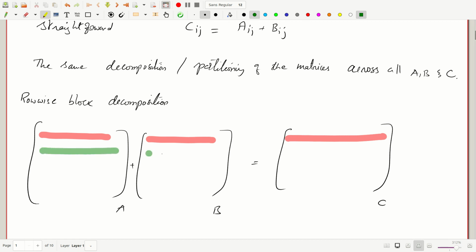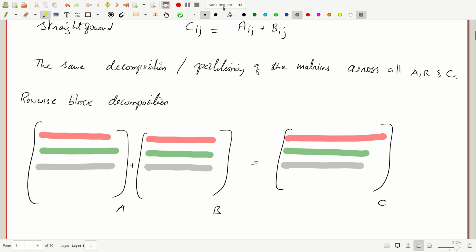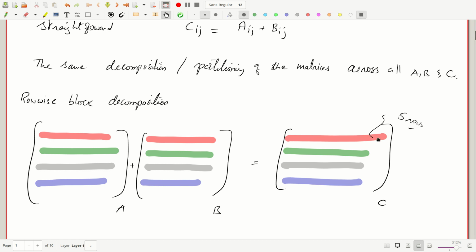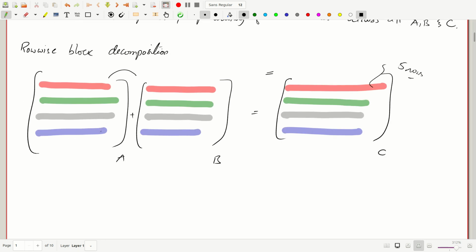For example, let's say each color here represents a set of a few rows, maybe 5 rows or 10 rows depending on how many we consider. So we just use the same decomposition everywhere. As long as we use the same decomposition for all of A, B and C, we can easily add element by element and obtain the final matrix. What I have shown here is known as a one-dimensional decomposition.